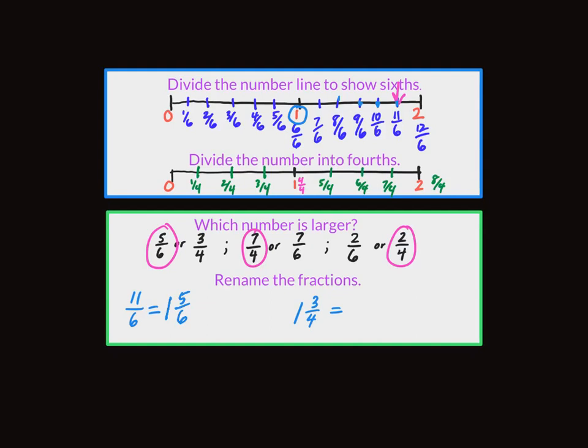Could do the same with my other number line in the fourths. 5/4, I could also call this, let's see if this shows up. I'll just talk through it. It would be 1 and 1/4, 1 and 2/4, 1 and 3/4, which 1 and 3/4 could also be called 7/4.